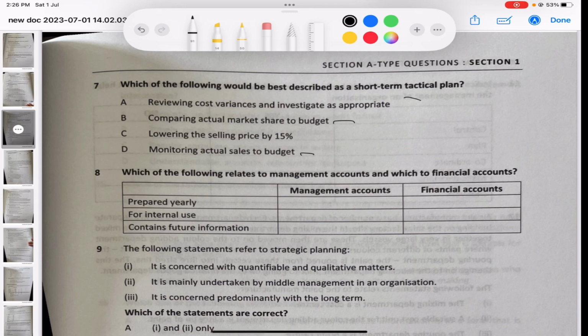Monitoring actual sales to budget. The thing is lowering a selling price. So when you are lowering a selling price, why do you do that? To increase the sales volume, right? So that is something which is a short term point. If you think about it, as compared to the other three things, lowering the selling price is something which you are doing for the near future, for some kind of benefit. So my answer is C.